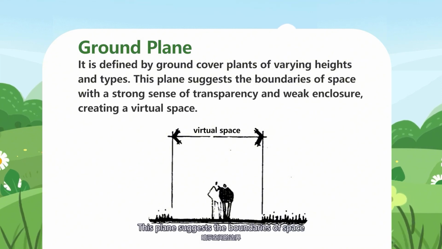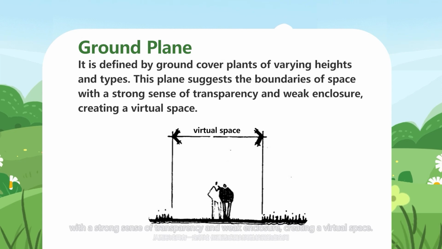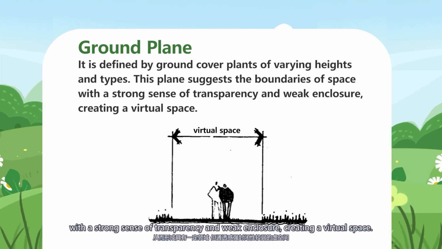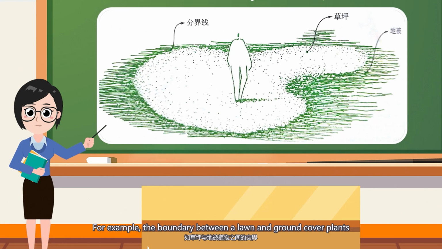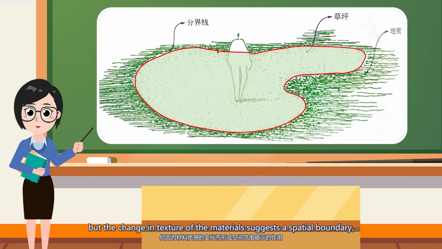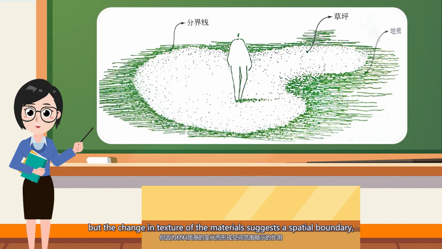This plane suggests the boundaries of space, with a strong sense of transparency and weak enclosure, creating a virtual space. For example, the boundary between a lawn and ground cover plants does not block the view, but the change in texture of the material suggests a spatial boundary, making people feel the presence of space limits.